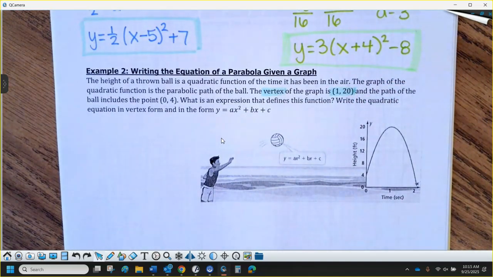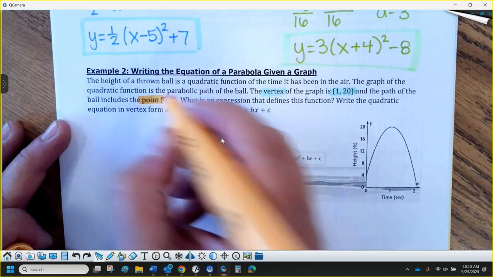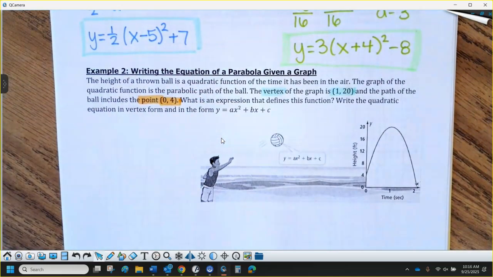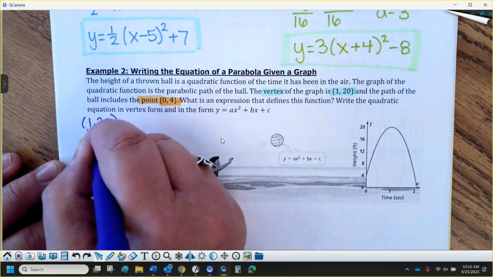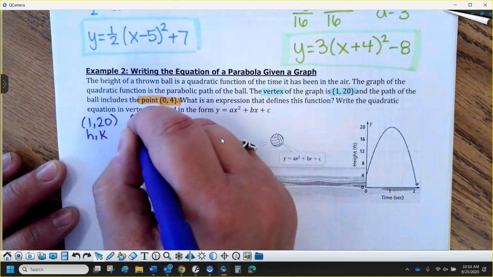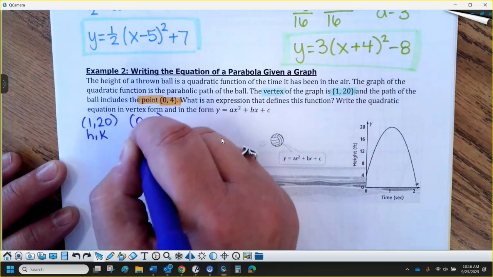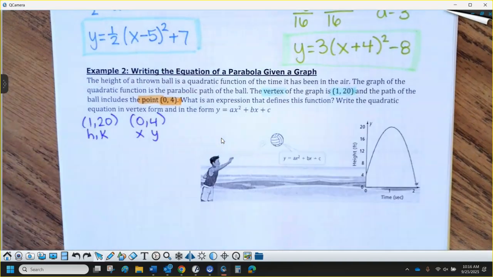If the grid marks were better, you would be able to see that, I think. And then it also tells you that we have this point, which you could see on the graph is 0, 4. So it's just basically an application of what we just did. They're just going to give us the information, or you can pick it off the graph either way. So I have 2 points. I have the vertex, which is the 1, 20. So that's going to be my h and k. And I have this point, which is 0, 4. That's going to be plugged in for x and y.